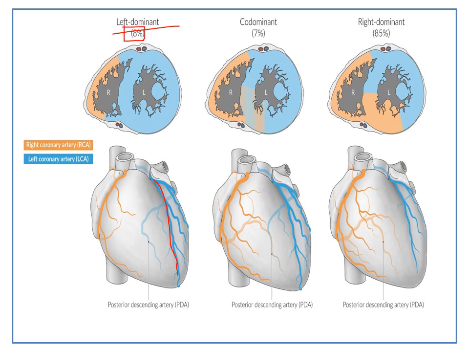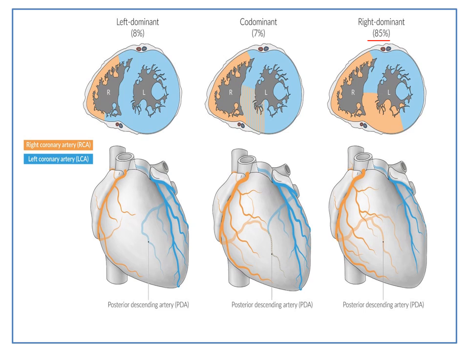If we have a right dominant, it means that the right coronary artery by itself would form the posterior descending artery. That's shown in the image here. You can see how the right coronary artery runs all the way to the back and would give rise exclusively to the posterior descending artery. In that case, we see that in about 85% of individuals.